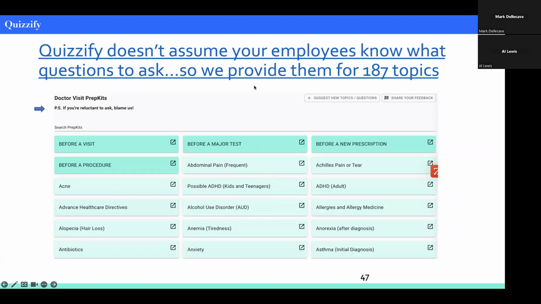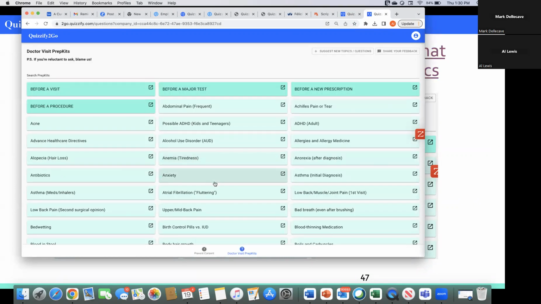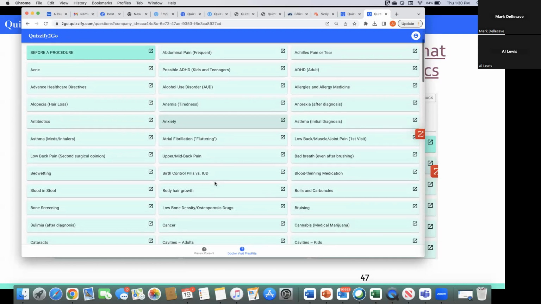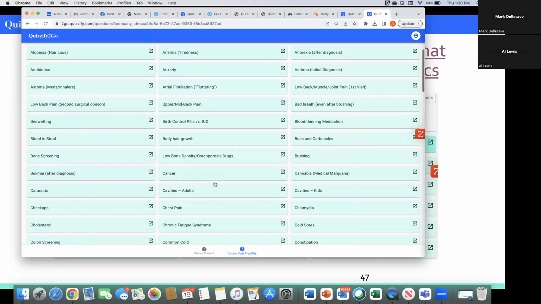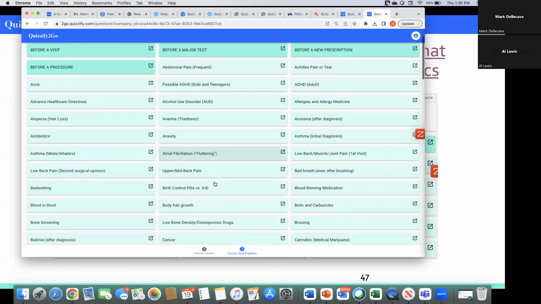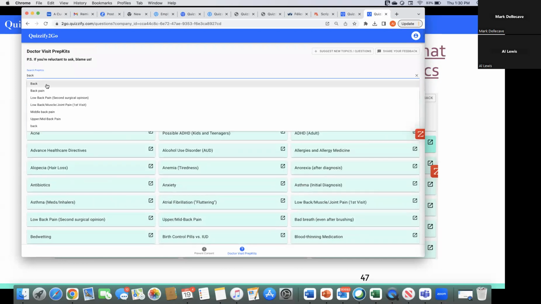So Quizzify provides those questions for 187 topics in our doctor visit prep kits. We also say, if you're reluctant to ask, blame us. So let's actually go live to the prep kits here. As mentioned, we have 187 of them, essentially anything you can think of that is a first doctor visit or a common procedure or a common drug, we've got it covered. You enter a keyword right here. Just put in back. All sorts of different back pains: low first visit, low second surgical, upper middle. Let's go with low first visit.